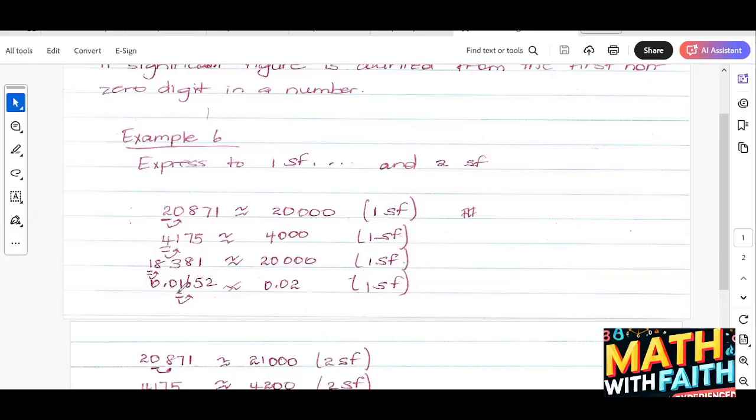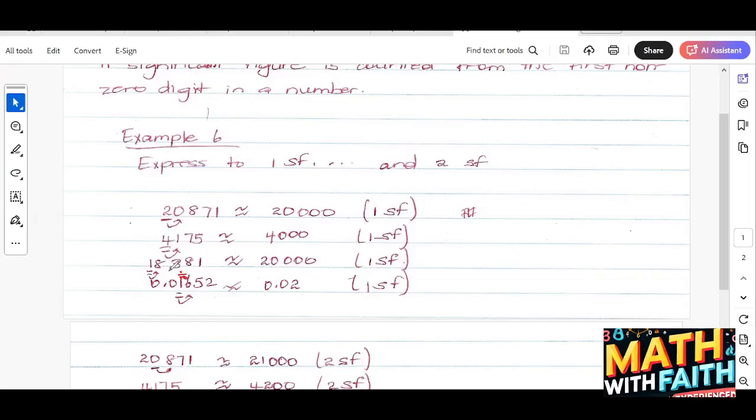Now we get a decimal number, 0.01652. The first non-zero number is this 1. We look at the digit afterward, and that is more than 5. So we add 1 to the 1, which becomes 2. Now the same thing applies here. It's not going to be 0.2. It is 0.02, sorry. Because, of course, this is in the 100th column.